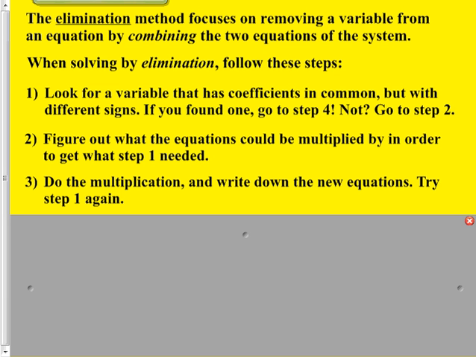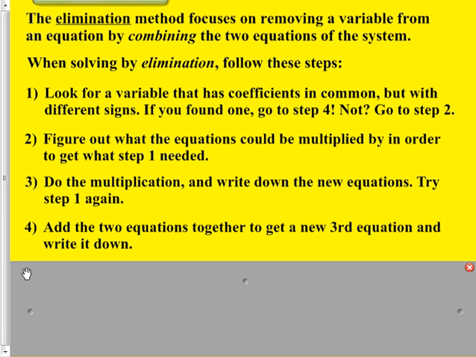Then you go back and look at step 1. Look for a variable that has coefficients in common but with different signs. If you have done steps 2 and 3 right, you will have this condition. Then you can go on to step 4. If for some reason you did not find the coefficients in common but with different signs, that means we did something wrong in steps 2 or 3 and we need to try again.